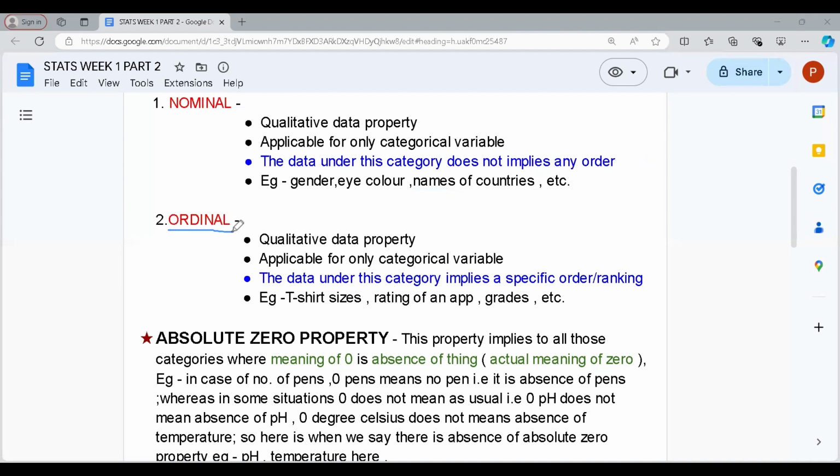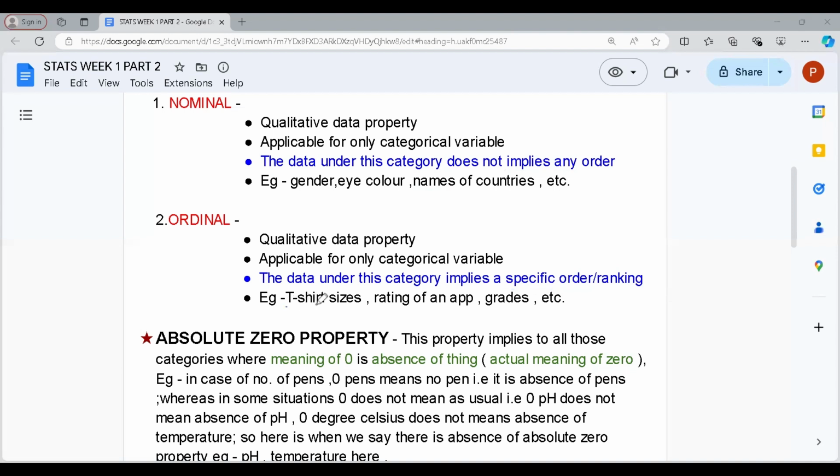Next is ordinal. The ordinal scale of measurement again has a qualitative data property. It is applicable for categorical variables, and the only difference between nominal and ordinal, as I marked with the blue color, is that in nominal we do not have an order, but in ordinal we have a specific order or ranking. That is, the data under this category implies a specific order or ranking.